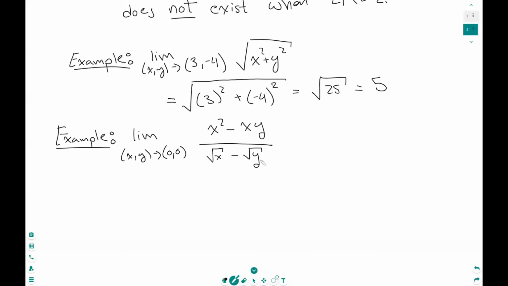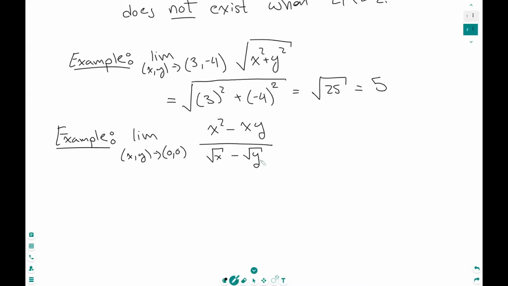Ooh, okay. So that denominator there, that square root of x minus the square root of y, is going to cause some issues if I plug in 0, 0. So it looks like my domain does not include 0, 0. So we have to be a little bit trickier here. What is my function approaching as it goes to 0, 0?